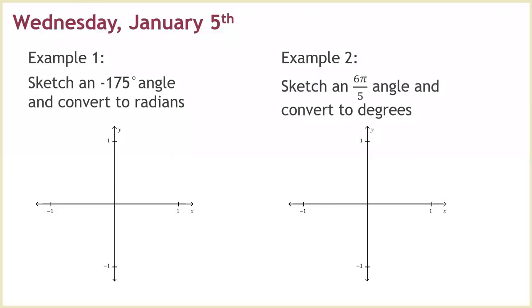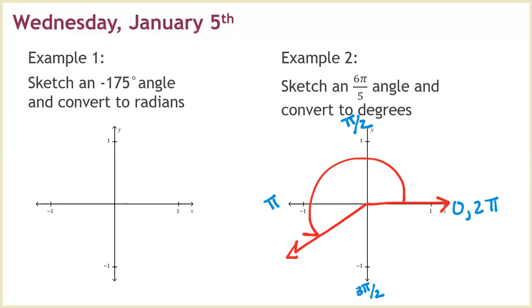So when we are sketching a positive angle, this is 0, this is pi over 2, this is pi, this is 3 pi over 2, and then this is 2 pi. Because it's positive, we're going counterclockwise. So I'm going to start here. And 6 pi over 5 would be in quadrant 3. So this would be your angle. Now let's convert that to degrees.